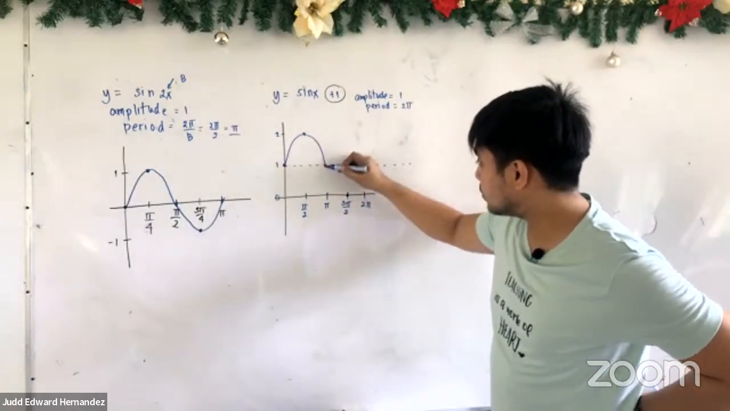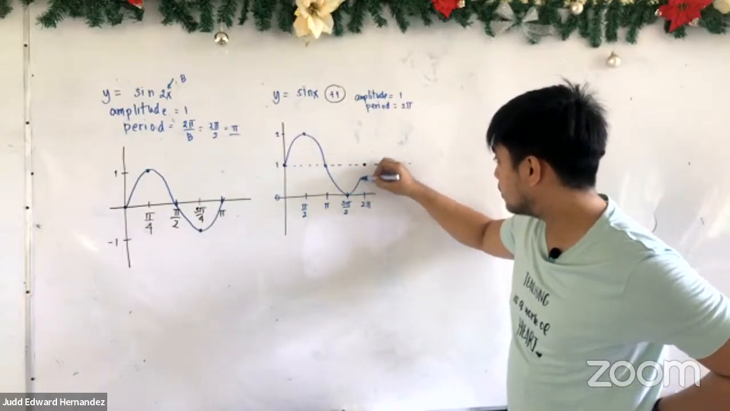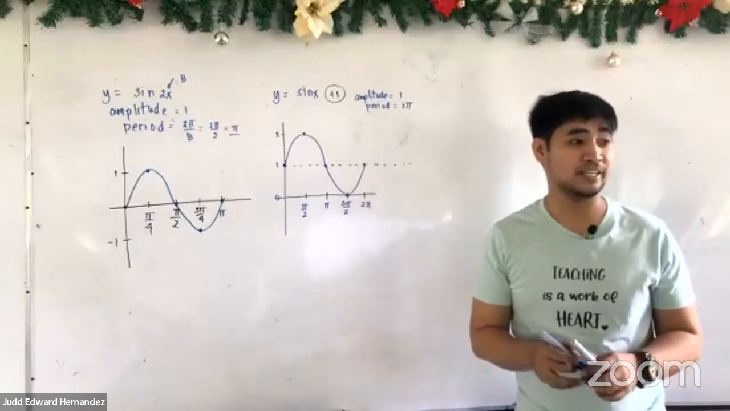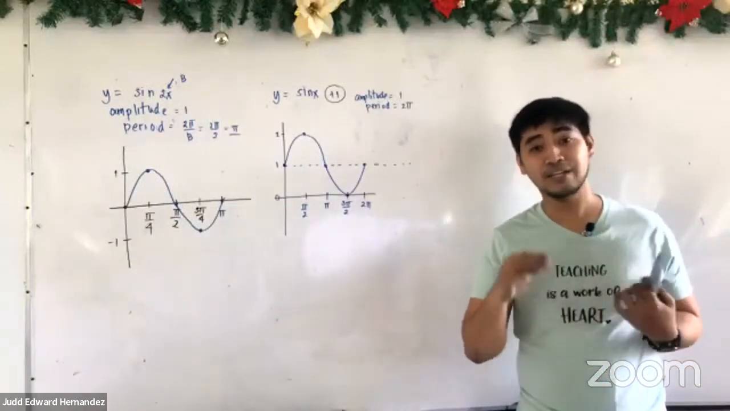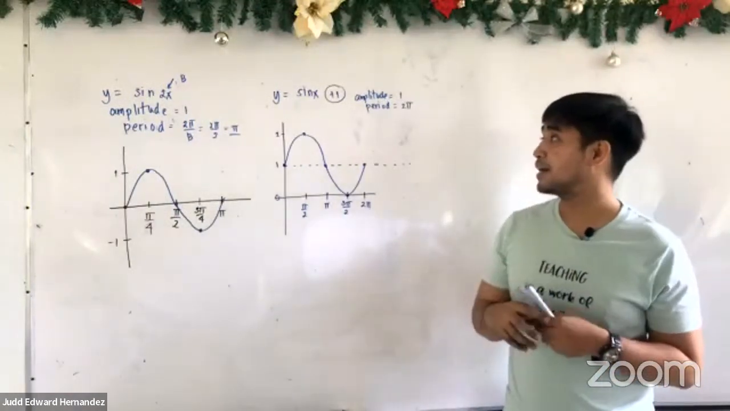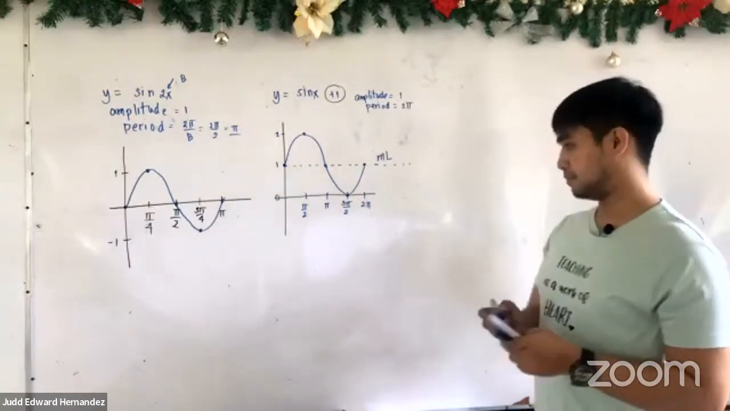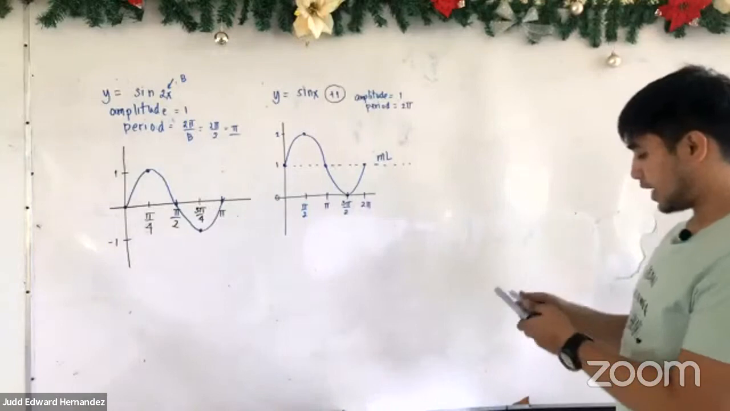Okay, so pwede na natin siyang i-graph. Okay, so this is now the graph of y is equal to sin x plus 1. Ibig sabihin, umangat tayo ng isa, and that becomes our middle line. So again, we call this as middle line. Okay, let's try another.